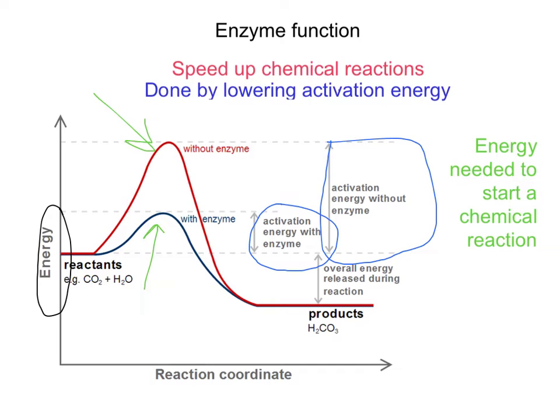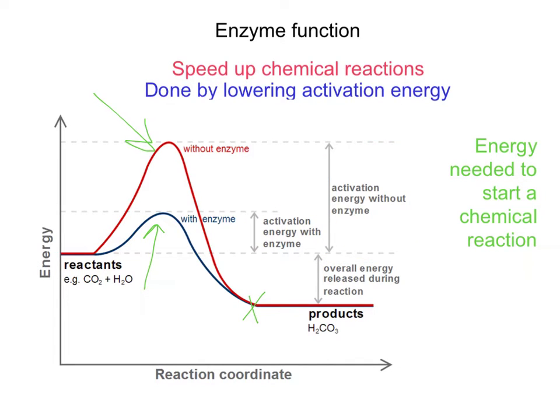Think of it as you're running a race, okay? And the actual race is the chemical reaction. To get to the actual start of the race, you would either have to run over a mountain, which would be this big red one here, or you would have to run over a hill. Which one would you rather do before you start running a marathon? Would you rather run over the mountain or the hill?